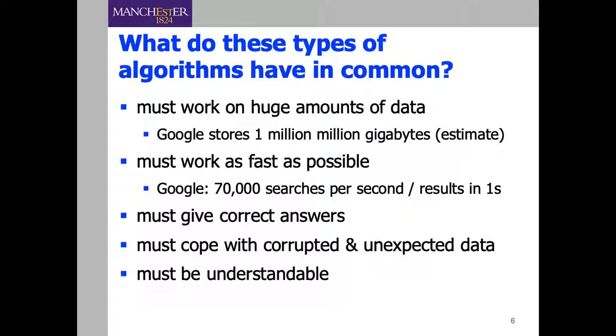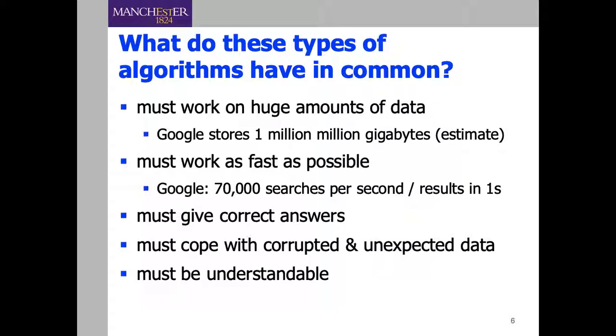Algorithms must cope with corrupt and unexpected data because that's what data's like. It goes bad, or strange data comes in when you're not expecting it. If your algorithm can't recognize that the data that it's trying to deal with is not the right sort of data for it, then again, the consequences could be bad.